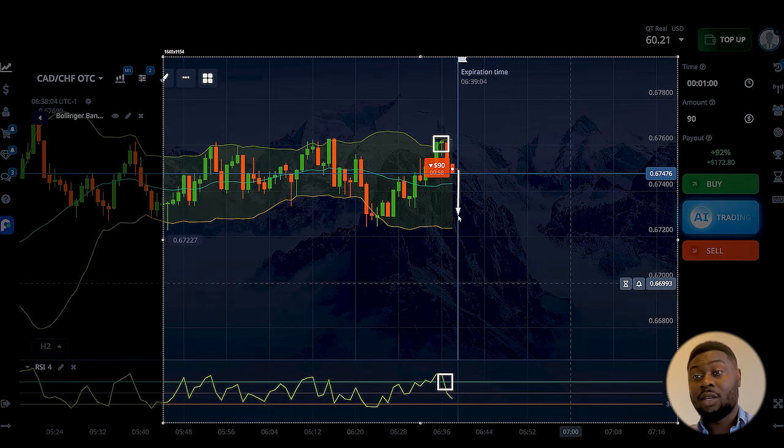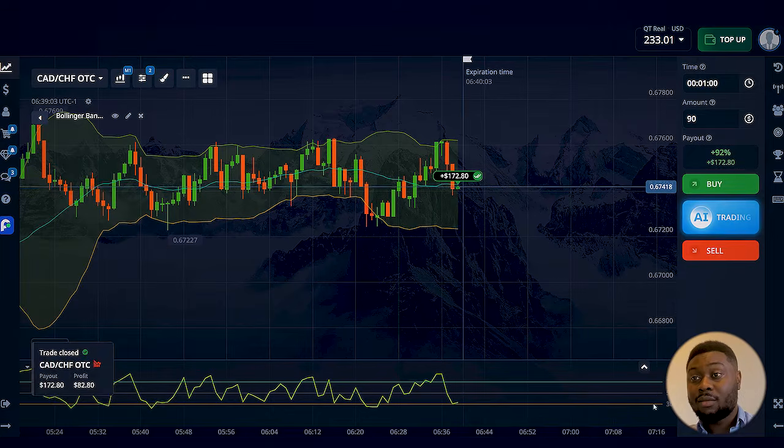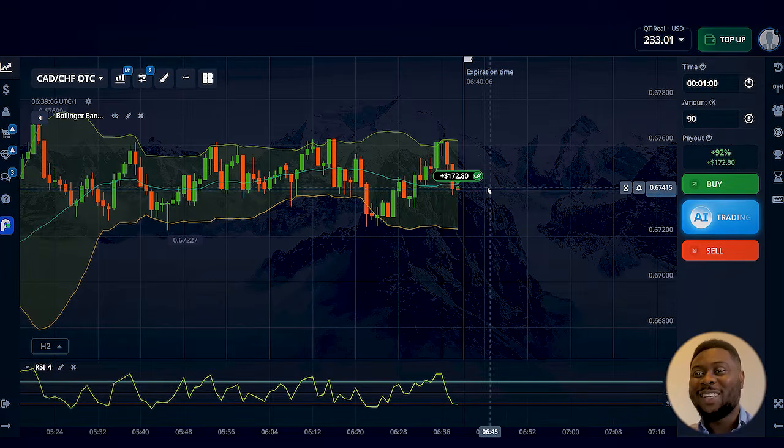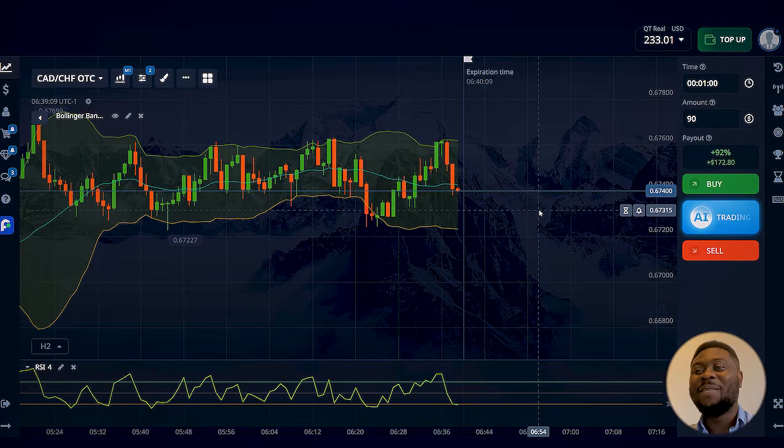As you can see, both indicators have given a signal. I think there's a real downward trend in the market. Let's follow the situation to the end. Super! The first trade is profitable. My capital has increased to $233. I think the rest of the trades will also be profitable.